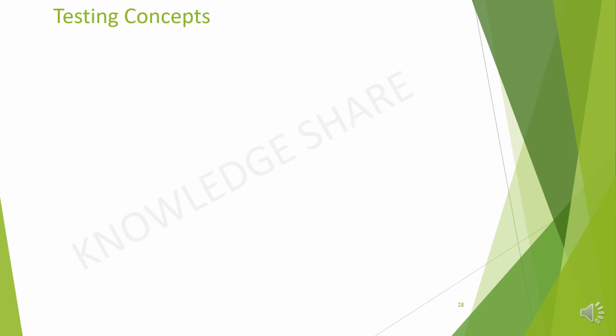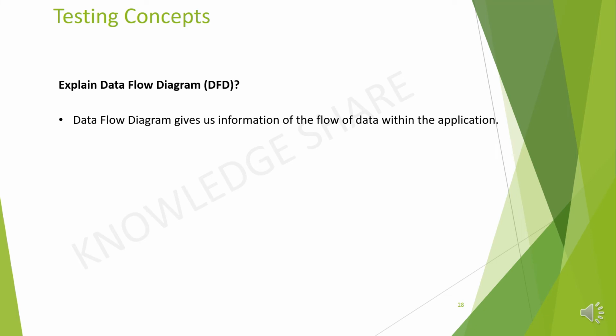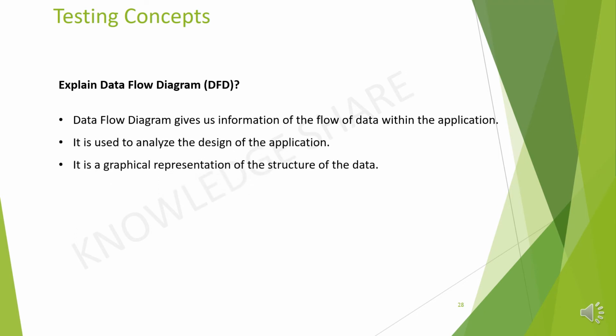Next question, define data flow diagram. Data flow diagram gives us information of the flow of data within the application. It is used to analyze the design of the application. It is a graphical representation of the structure of data. Testers use this document for critical data flow within the application.